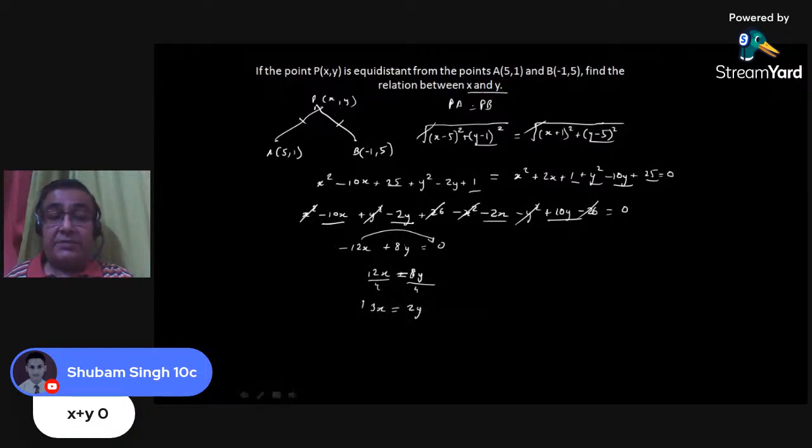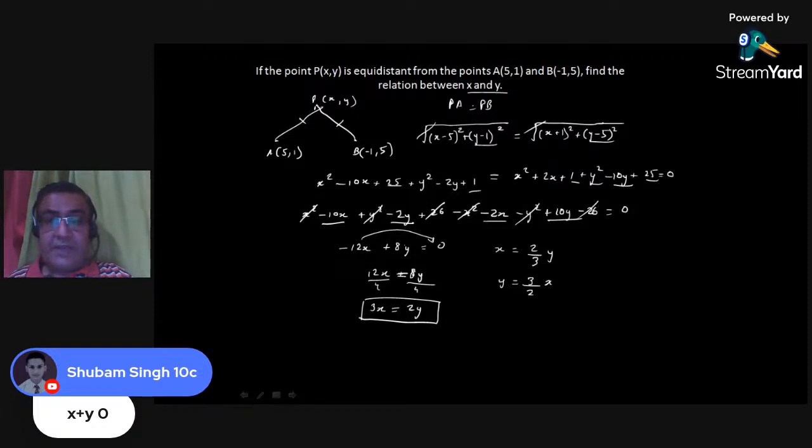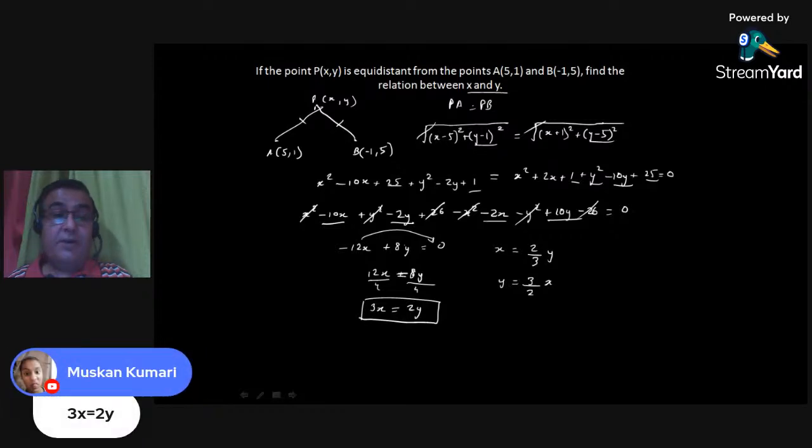So indeed, yes, Muskan is correct. 3x is equal to 2y is the correct answer. Or we can also say that x is equal to 2/3 of y, or y is equal to 3/2 of x. So this is the relationship between x and y. Shubham, x plus y is equal to 0 is also wrong. Muskan is correct. 3x is equal to 2y.